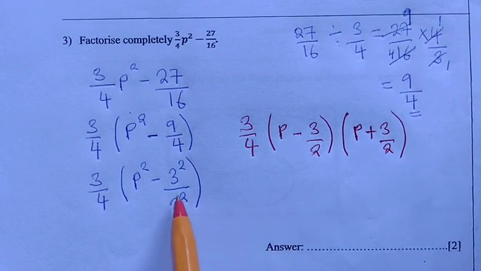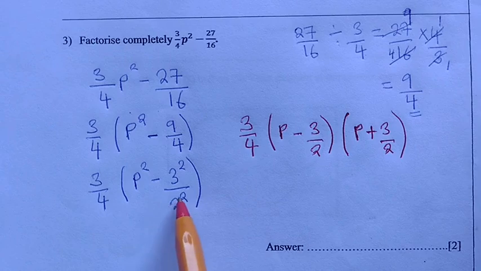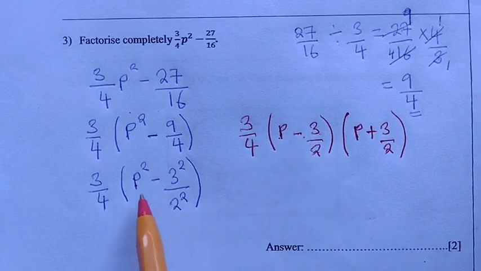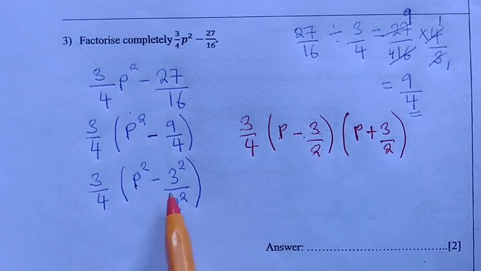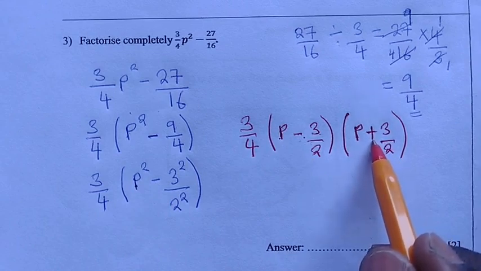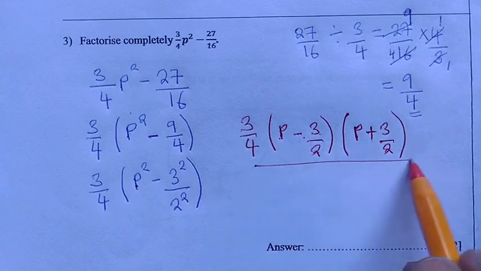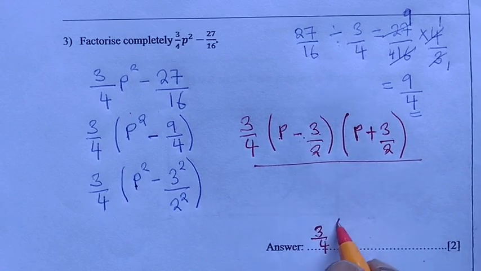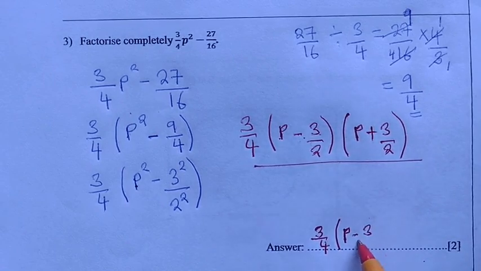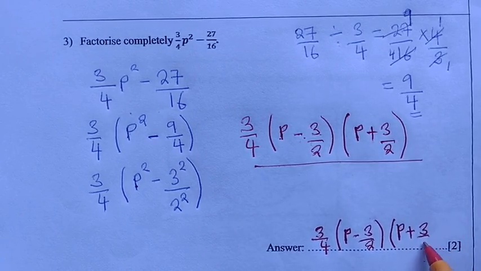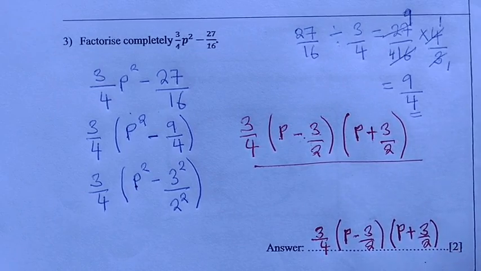So what has happened here is I've just separated what is inside the brackets, because this is a difference of two squares. So I'll get p minus 3 over 2. So I've remained with another p right here. So p again. Now this operation, I've used the minus. In the other brackets, I'll use an addition operation, then 3 over 2. So this is our answer. So here we'll just write 3 over 4, open bracket, p minus 3 over 2, cross, again, p plus 3 over 2. So this is our answer.